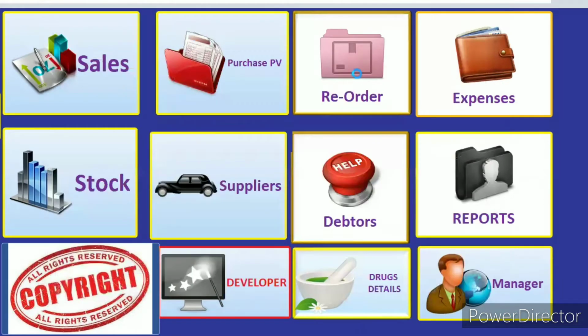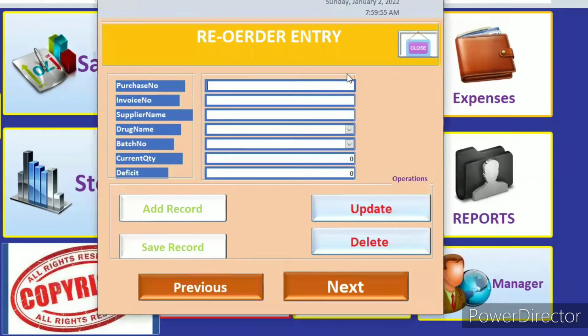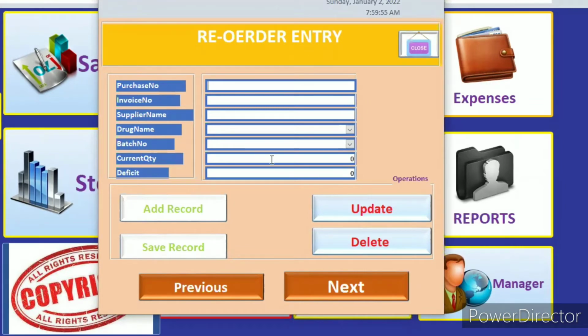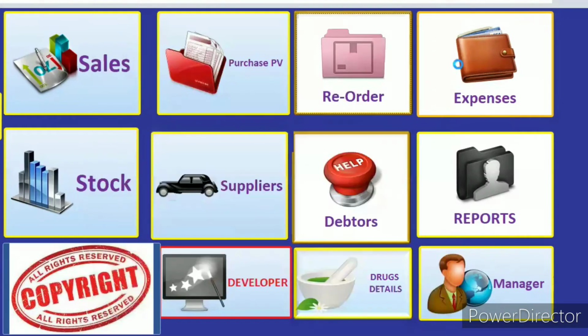Now we also have the reorder form here. If you click on reorder, it also opens a table for you to enter the purchase number, invoice number, supplier name, drug name, batch number, current quantity, deficit, and then you save, go to next, or whatever you want to do and proceed. Because of time, I'll just run through.